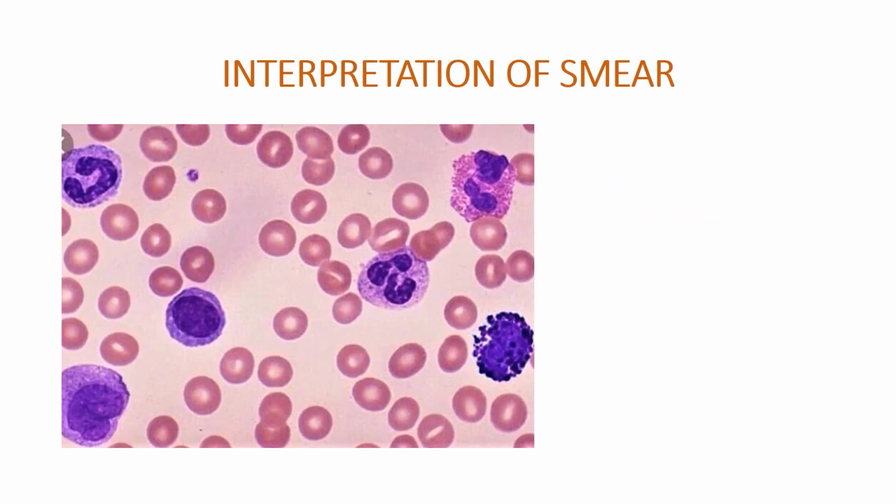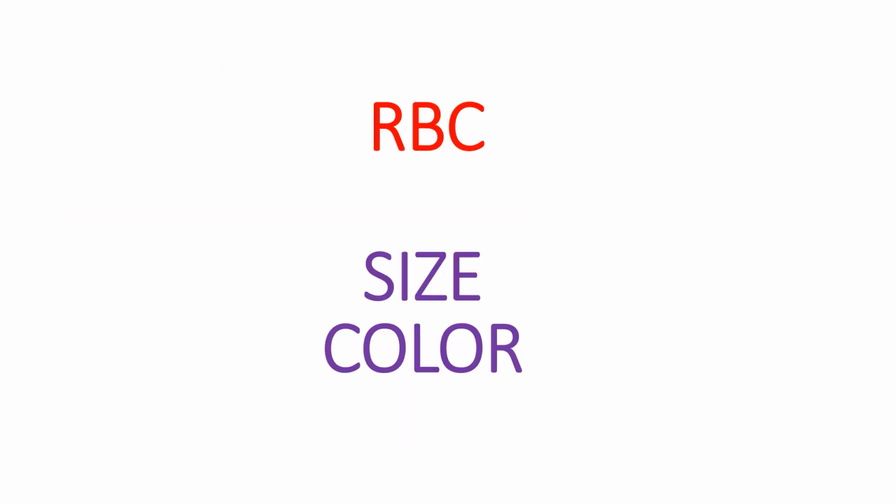So now, interpretation of the smear. We know that we have to study the morphology of the cells, and the cells which exist in the peripheral smear are RBC, WBC, and platelets. Now, we'll talk about RBC first. What we need to study in the morphology of RBC is, how is the size of the RBC? Is it normal, increased or decreased? And how is the color? Is the color decreased or normal? I'll talk about that just in a while.